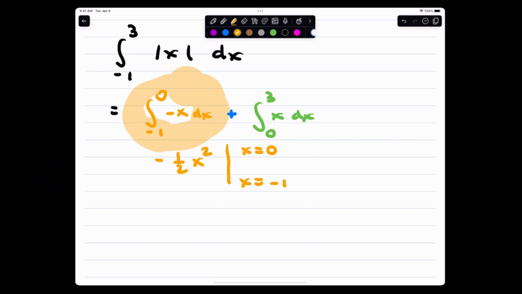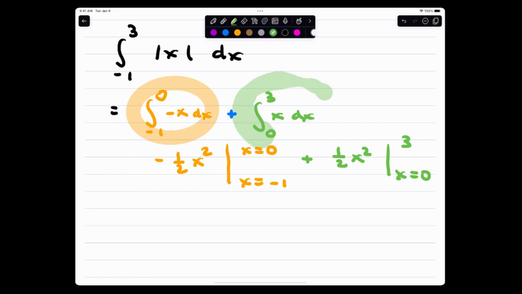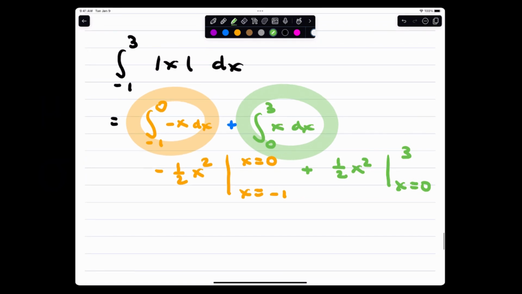Okay, so if you know antiderivatives, you know that portion there. What about the green? This is now plus what? 1/2 x squared evaluated from x equals 0 to what now? 3. So I'm using the piecewise definition. The first one is when your values of x are negative, and then the second one is when the values of x are positive. That's how we handle that.